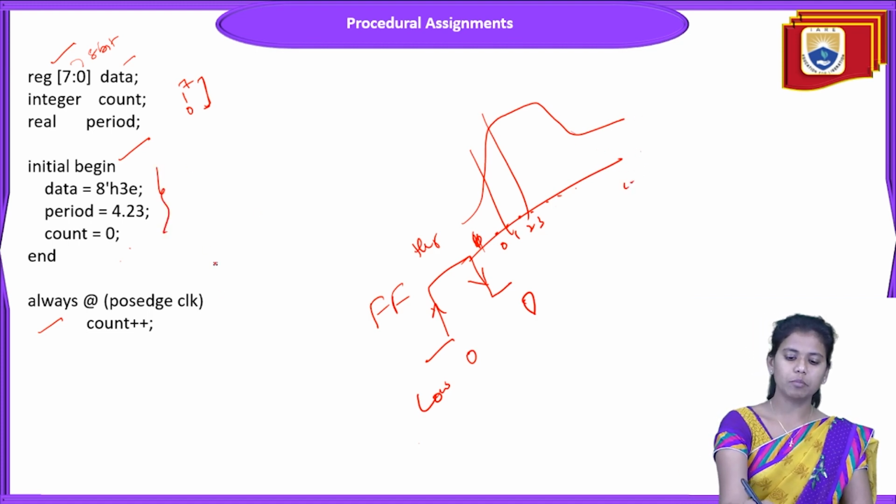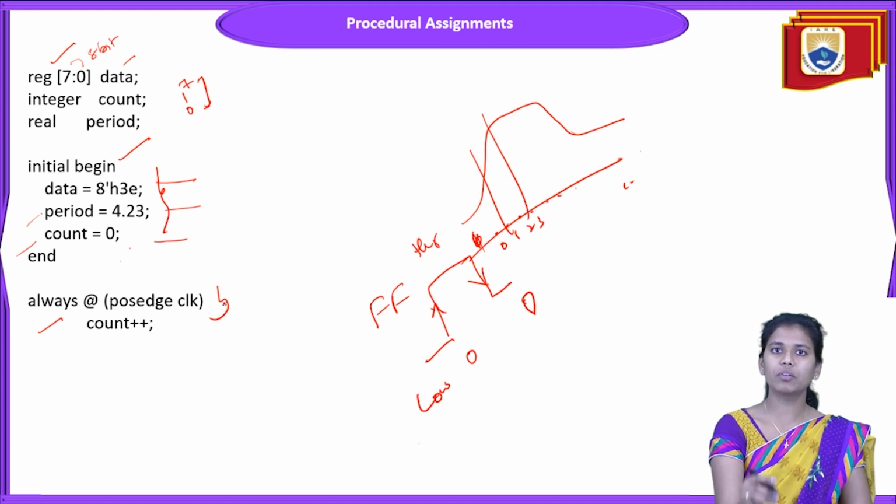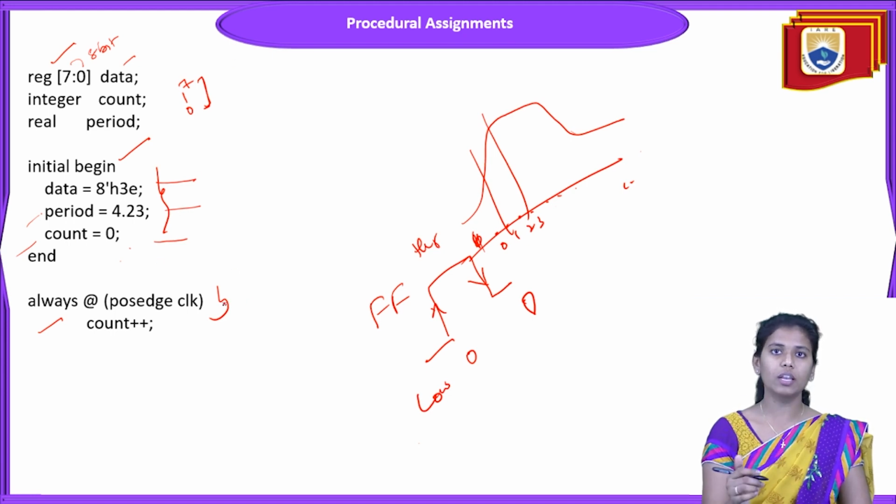So this is nothing but the variables. Values are dumped into the different variables. Here the variables are data, time, and count, and the values are data, time, as well as the count. This is how we write the syntax for the procedural assignments.